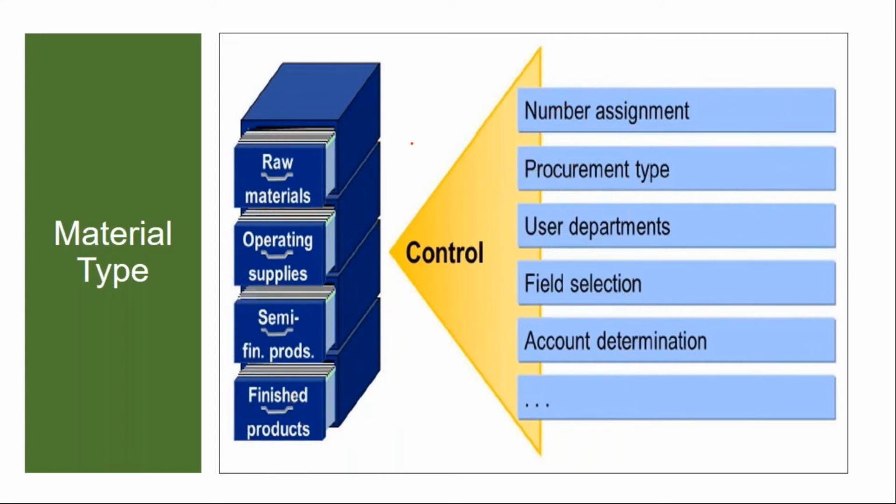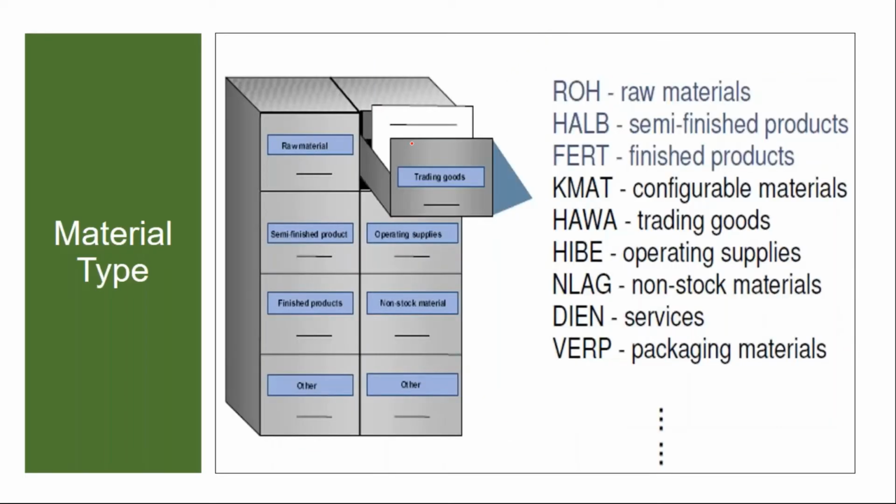Material type is a must to create the material. These are some of the material types. Every material type will have a code: ROH, HALB, semi-finished products, finished products, FERT, which we just discussed, packaging materials we just discussed, operating supplies. You have a lot of material types in the system. These are all standard SAP material types. If you want, you can also create a custom material type, which I will show you when we go to configuration.